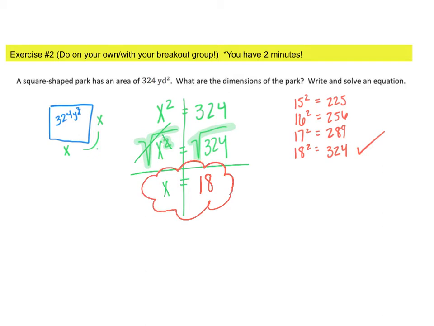How could I check my answer? Well, what I could do is 18 times 18, 324. And it is, if you do it on your calculator. So these two numbers are 18s. And this is in yards, so we'll put it in yards. All right, make sure you get it down, check your work with mine, and we're going to move forward.